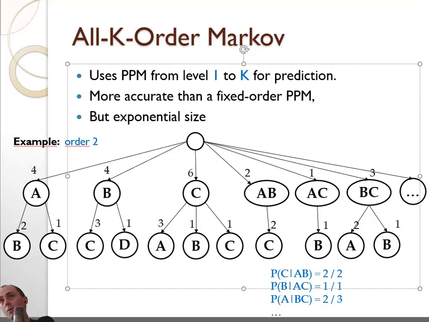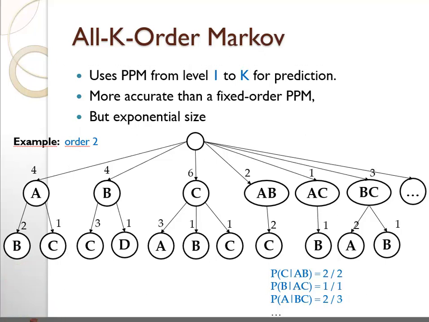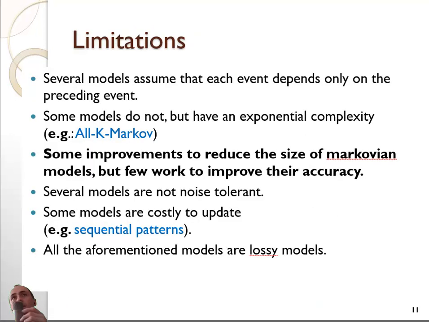Another problem is that it is also very strict, so the order must always be followed exactly. Now, some limitations of the models I just discussed: many of these models assume that each event depends only on the event before. For example, PPM order 1 only does the prediction based on the one event before. But in some data, maybe you want to use 2 events before to do the prediction.